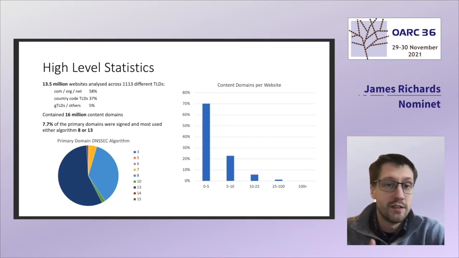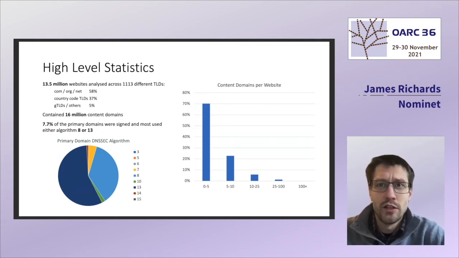7.7% of the websites, the primary domains, were signed. This aligns with other studies I've seen, so I thought that was a good result because it hopefully means I'm on the right line here. Of those domains that were signed, we see a split in the algorithm between 13 and 8, which again I think is largely a good thing. I think those are the most popular algorithms that I'm familiar with. So hopefully that validates that the collection techniques I was using were working as I expected.